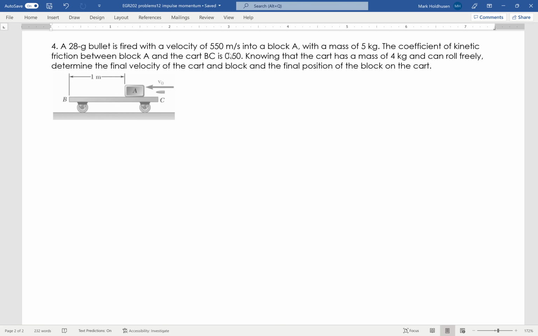I'm going to think about this in 3 steps. I've got the bullet coming in; the bullet and block stick together, that's state 2; and then all 3 slide to a new position and come to a constant velocity at state 3. If I take them all together, I can say that my momentum is conserved from state 1 up to state 3 for the entire situation.